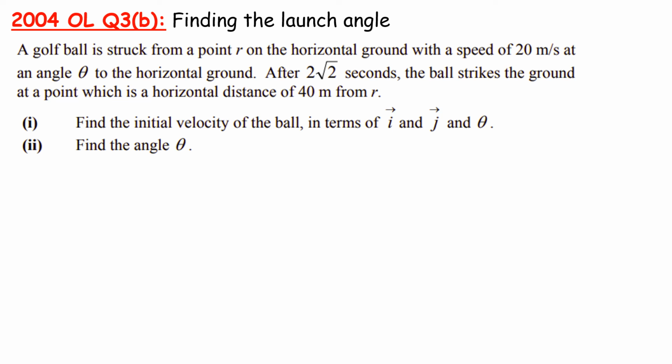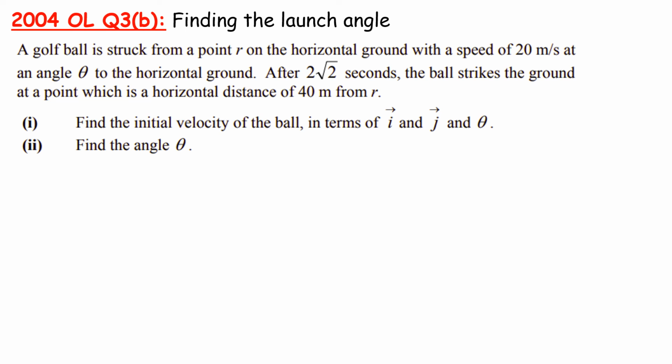Trigonometry is a huge part of projectiles questions. So if you haven't already studied trigonometry in your Leaving Cert Maths course, you might want to leave the higher level questions until you have that covered. So this is the 2014 question 3, part B, and a golf ball is struck from a point on the horizontal ground with a speed of 20 meters per second at an angle of theta to the horizontal ground.